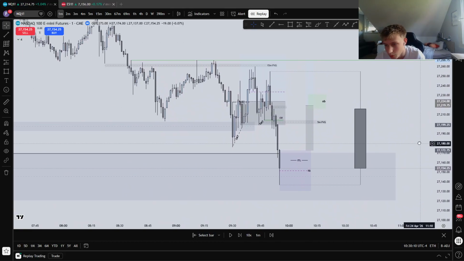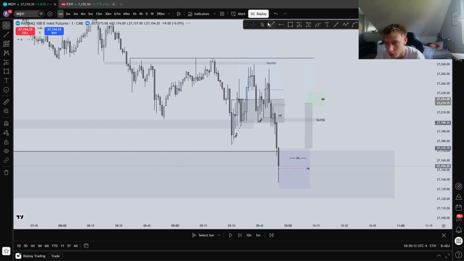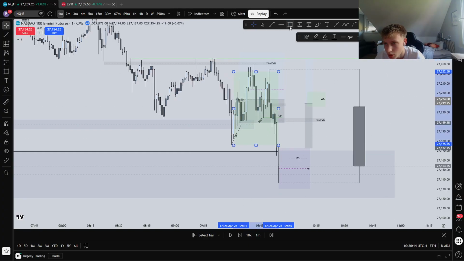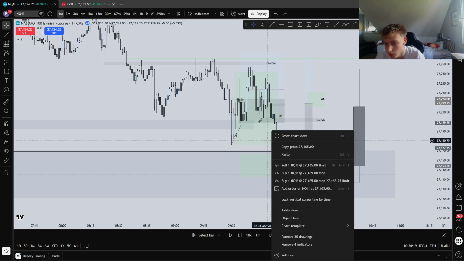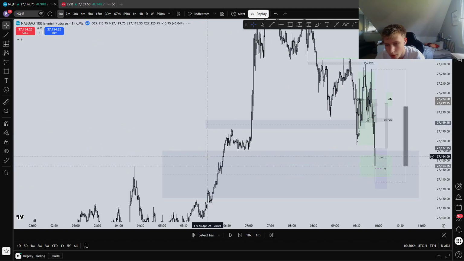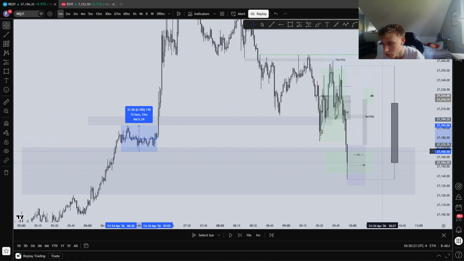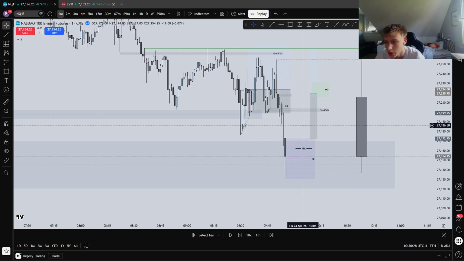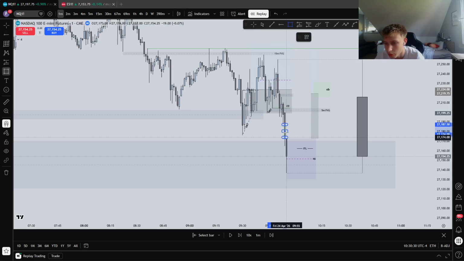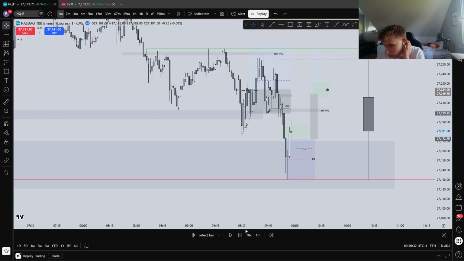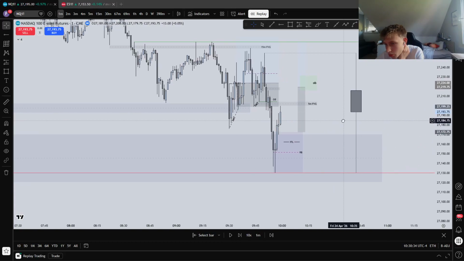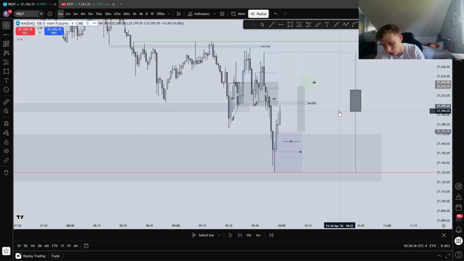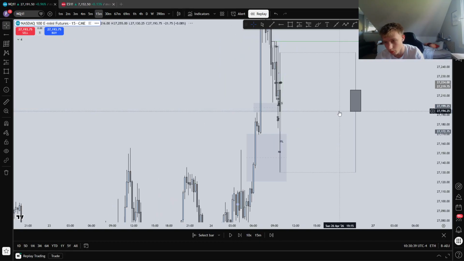Then we get this beautiful AMD structure. We have accumulation, manipulation. I wanted to see full distribution off of this level. We hit CE of this gap, sweep some sort of accumulation in the zone right here, and I just wanted to see some quick, crazy reaction off of this, giving me this 1 minute. We didn't do it. We just manipulated lower again, creating a 5-minute rejection block.